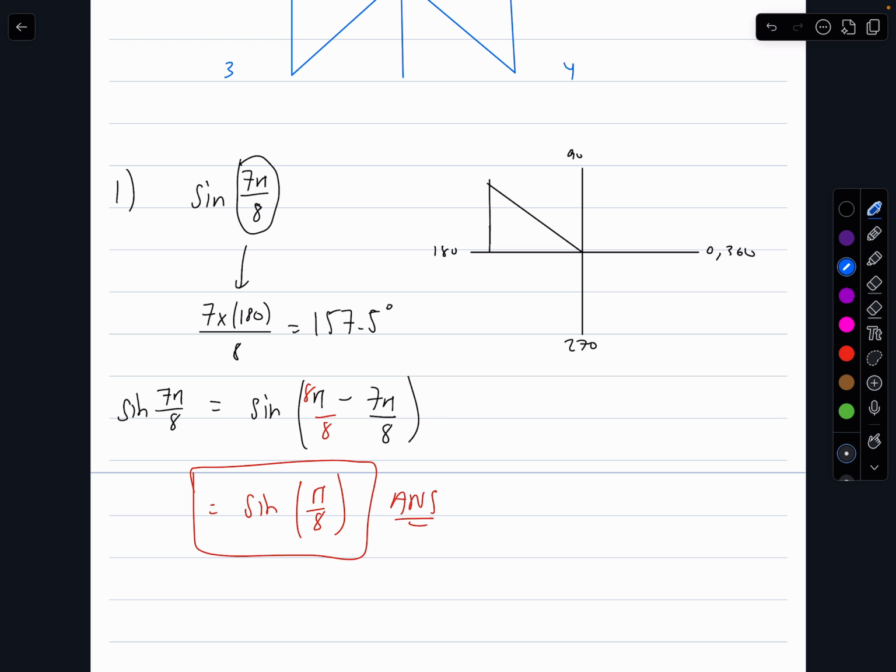So let's look at what we did. These two guys, sine 7 pi over 8 and sine pi over 8, are equivalent trig expressions.